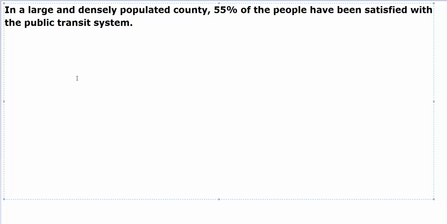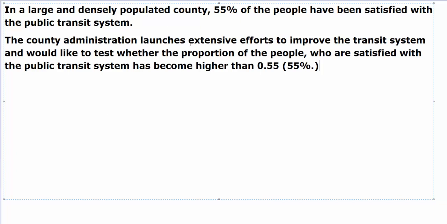So now we are looking at this example that in a large and densely populated county, 55% of the people are known to be satisfied with the public transit system. Now, what the county officials do is that they launch a new effort or a campaign to improve the transit system, and they would like to test whether the proportion of the people who are satisfied with the public transit system, I should say now, has become higher than 55%.